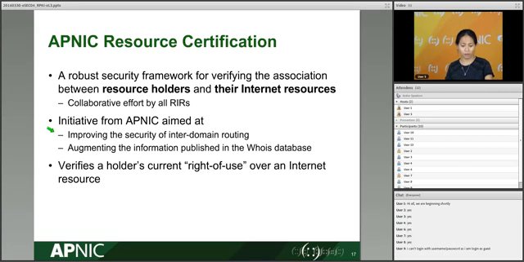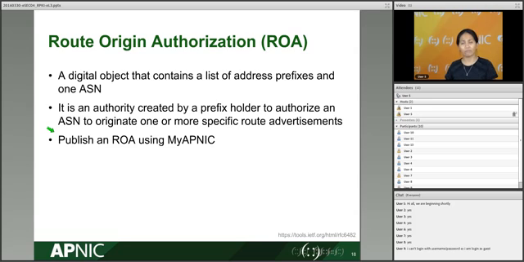In here, APNIC will have a system where you can do this. That's resource certification. You're generating ROAs, or route origin authorizations. So what's an ROA? I keep telling you about ROAs. It's basically a digital object that contains a list of address prefixes and a single ASN. So you can have one, two, or more IP address blocks and just a single ASN. You're proving that this IP address block, or these IP address blocks, are to be announced or originated by this network, which is represented by this AS number. It is an authority created by a prefix holder to authorize an ASN to originate one or more specific route advertisements. Now you have to create these yourselves using MyAPNIC.